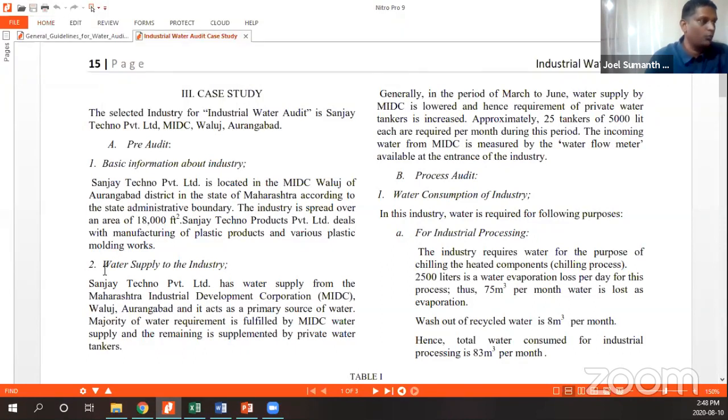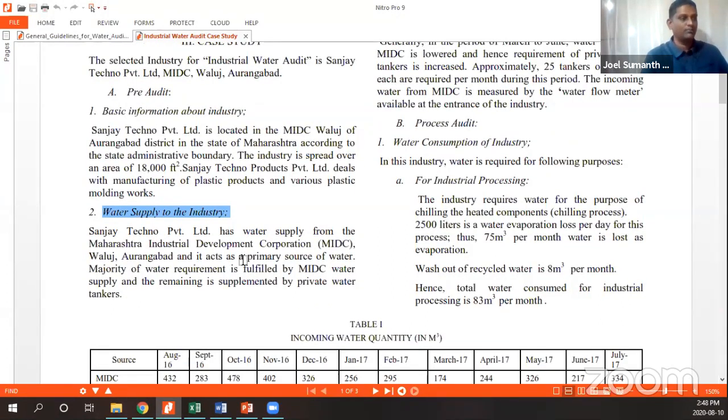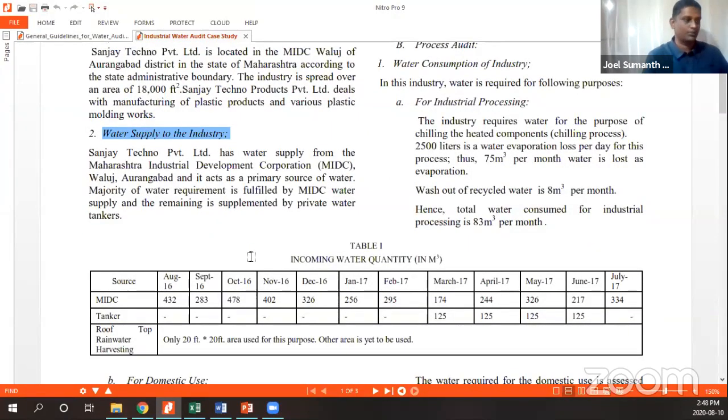What is the source of water? So what is the water supply? So how much water is the institution getting from different sources? So in the pre-audit phase, one is the basic information, and then you have something called the water source part. So what is the annual incoming water from the corporation?